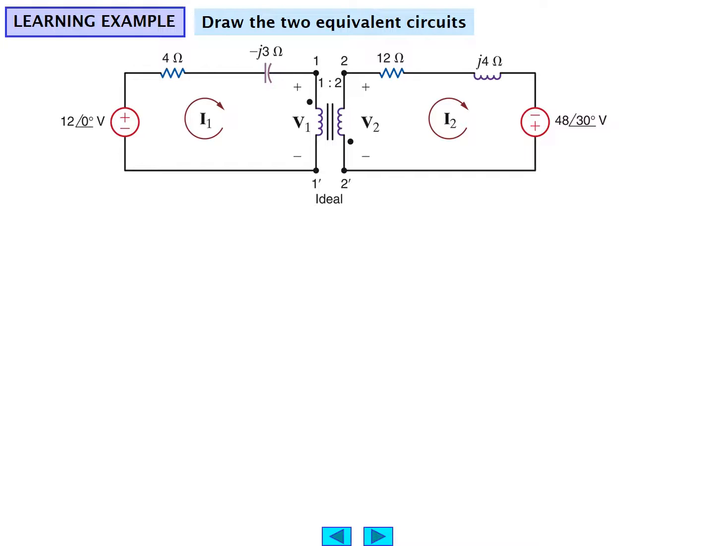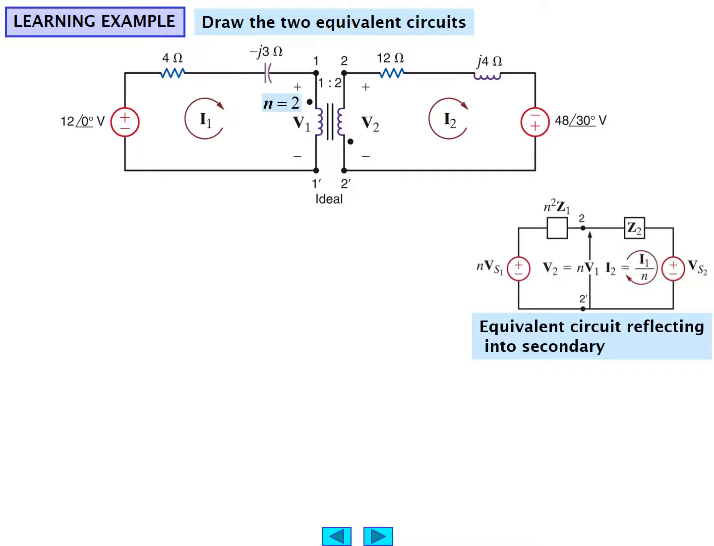So draw the two equivalent circuits for this particular network. We have 12 angle 0 in series with 4 ohms, a capacitive reactance of minus J3, circulating current of I1, a voltage V1 across an ideal transformer whose turns ratio is 1 to 2. Notice the dot notation that will come into play. A secondary circuit consisting of 12 ohms in series with the inductive reactance of J4, circulating current of I2, notice the direction shown, as clockwise, and a voltage source as minus plus 48 angle 30 degrees. N is equal to 2.